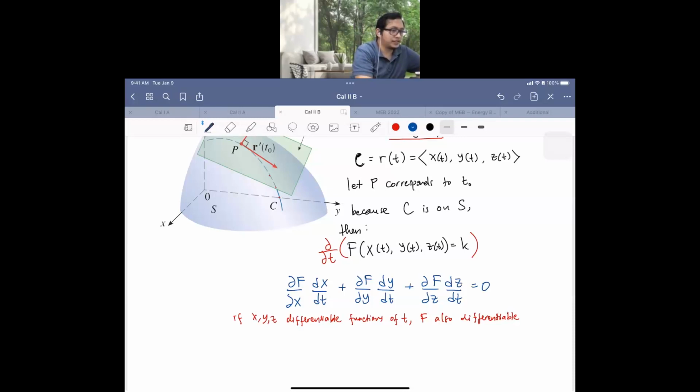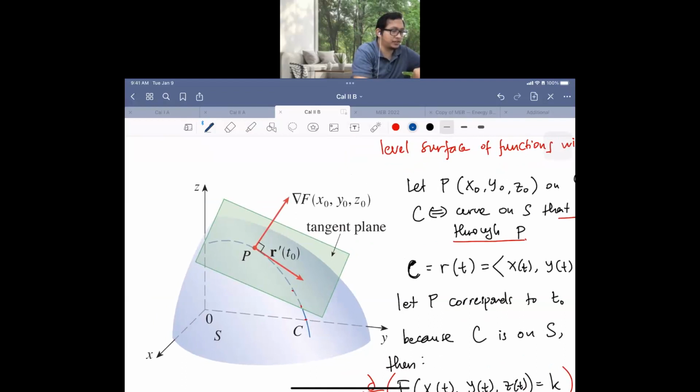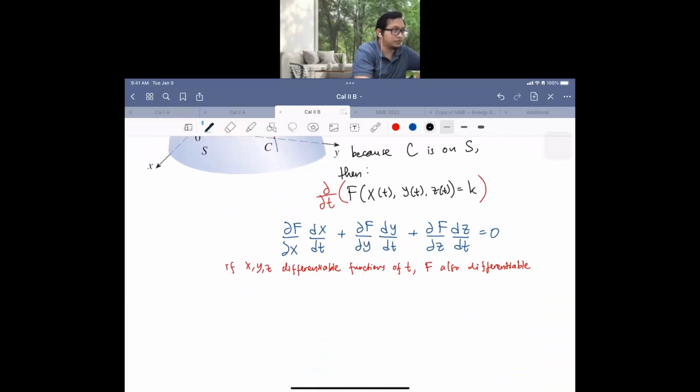And then if we look at this gradient vector and the r prime here, we see the dot product for these two. We can write that the gradient vector of f, dot product with r prime of t, will result in 0.